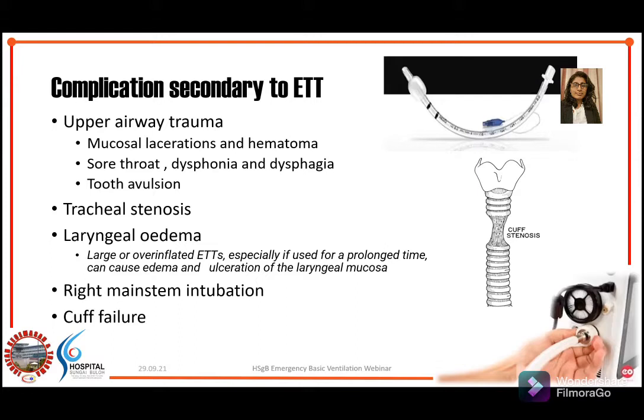Cuff failure is a common complication as well, whereby the ETT cuff, as you can see at the bottom of the ETT, is not adequately inflated. It's important for us to check our equipment prior to intubation. So before intubating a patient, make sure you try to inflate the cuff of the ETT first. If the balloon is not fully inflated, do not use the ETT. Discard it. The balloon has to be completely inflated so that there wouldn't be any air leak that is going to impair the ventilation of the patient.